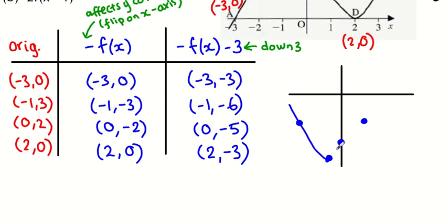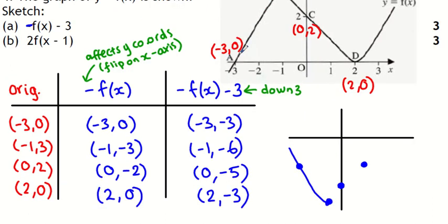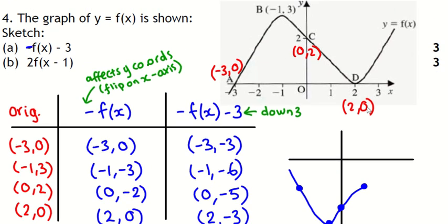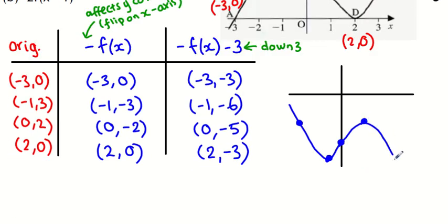So when you're joining them up, you have a turning point at B. You still have a turning point, but it's now a minimum, not a maximum. Then you have another turning point at D, but instead of a minimum, it's now a maximum. So these are your new coordinates.